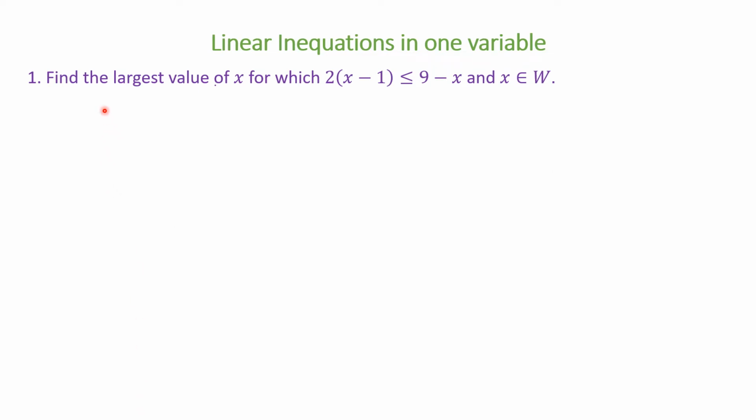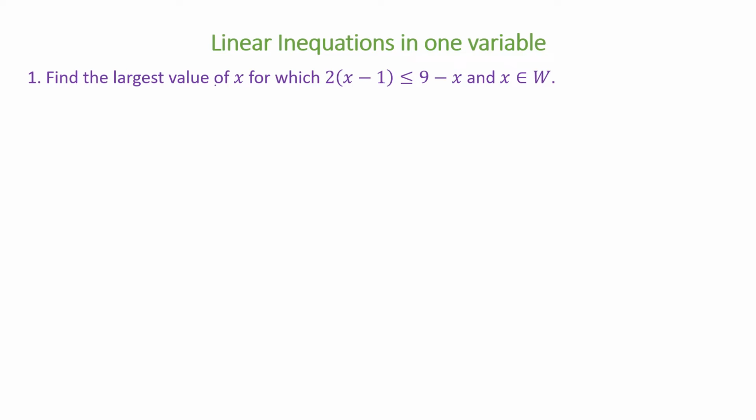Consider the question, find the largest value of x for which 2 into x minus 1 is less than or equal to 9 minus x and x belongs to W. So here this is the inequation that I have to solve. x belonging to W, which means that my W is the replacement set. That is, where does x come from? It comes from the set of whole numbers. So the value of x that I have to find out is going to be from the set of whole numbers.